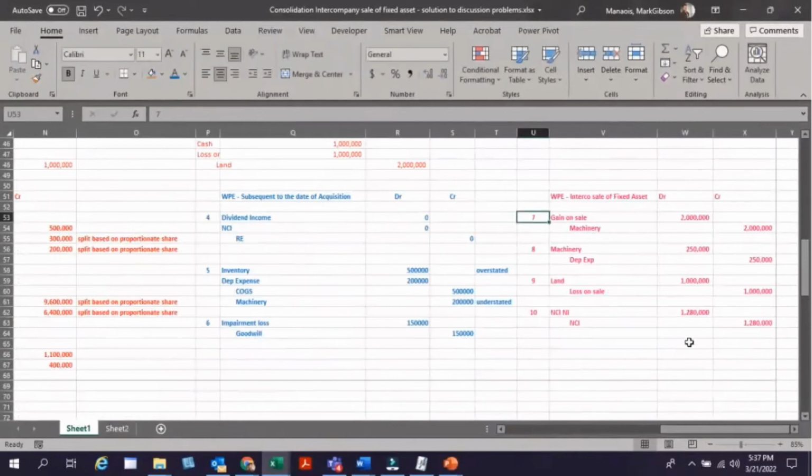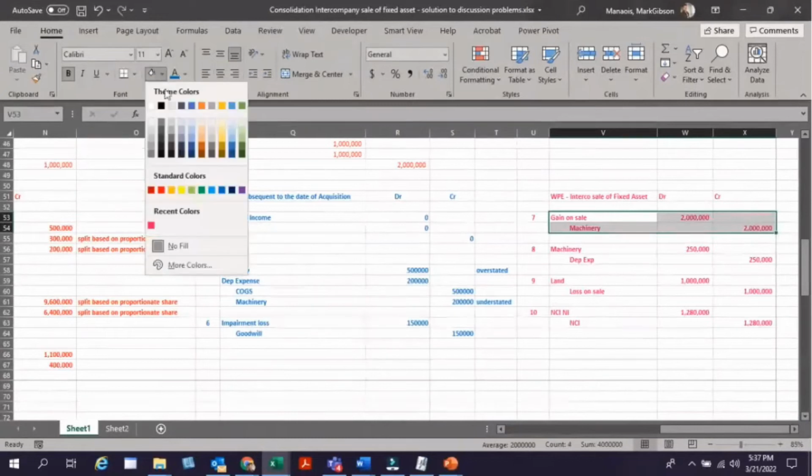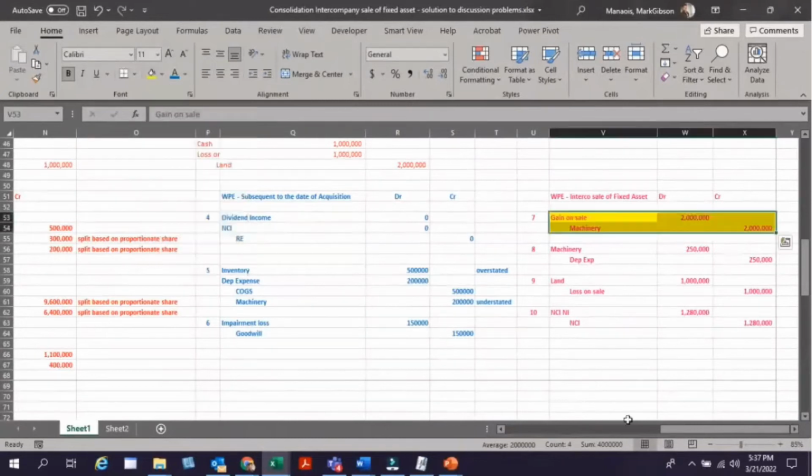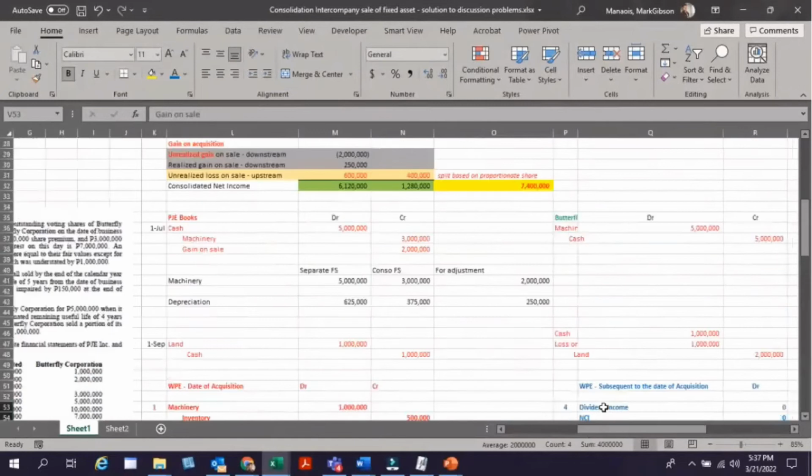So number 1 or entry number 7, meron tayo dyan, we have to eliminate the gain. So debit gain on sale of 2 million, credit machinery. So saan galing tong entry na to? Basically, itong pinag-usapan natin kanina. So that's 2 million. Binenta ni PJE kay Butterfly with the book value of 3 million lang, binenta niya ng 5 million. So, nag-recognize siya ng gain. Sabi natin, on the consolidated financial statement, we have to eliminate that.